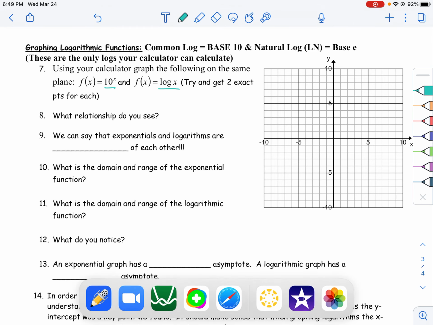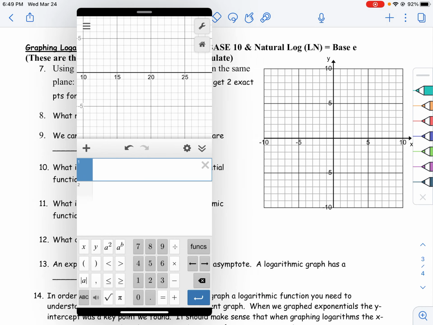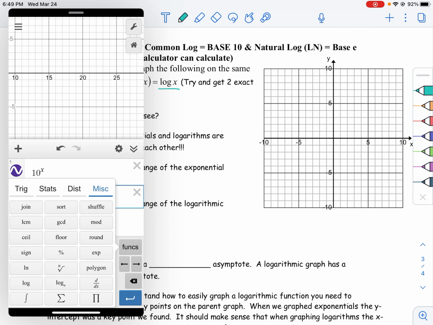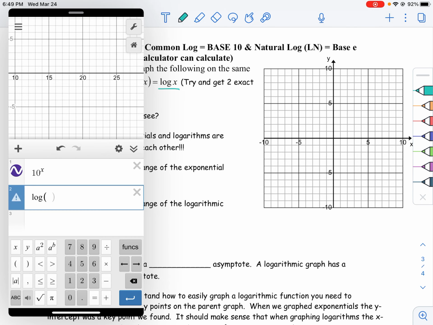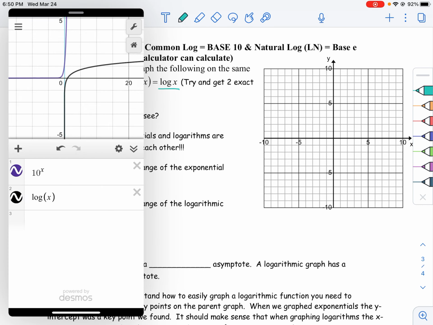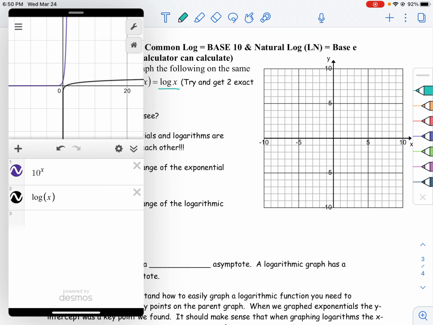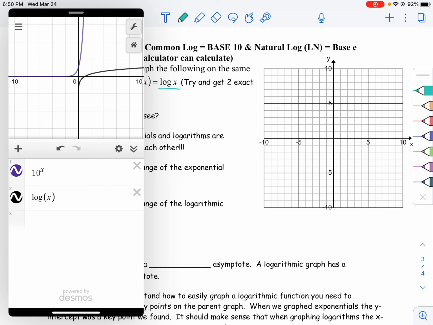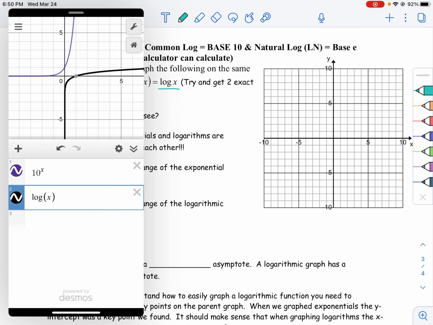So I'm just going to open up Desmos here real quick so you guys can take a look at what that looks like. So we have 10 raised to the x power, and then we have log of x. All right, need to zoom out here, then zoom in. Let's see if we can find some points. I am on the log of x graph, it's in black right here. It says it's crossing right at (1, 0), so I'm going to plot that. (1, 0) is right here.